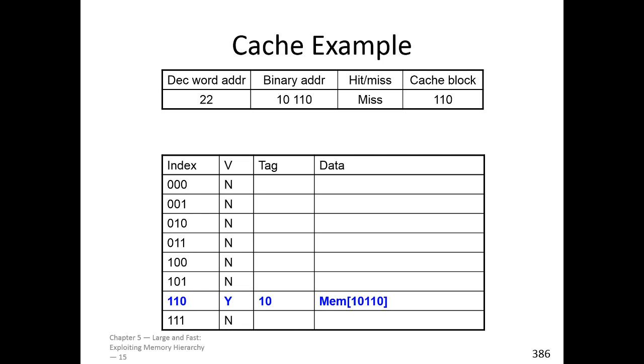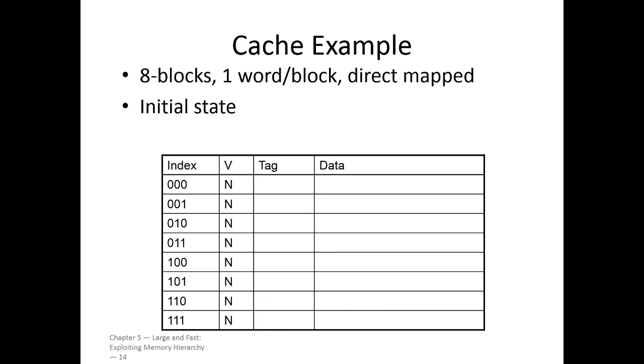For example, if we have 8 blocks, one word is 1 block, and it's direct mapped, here's the initial state of our cache. So 1 through 8. All the valid bits are set to no, the tags are all empty and there's no data at any of them. Again, it could be data or an instruction. There's just nothing there right now.